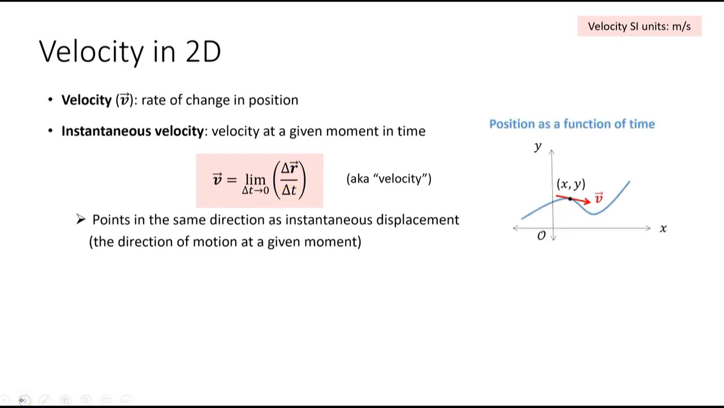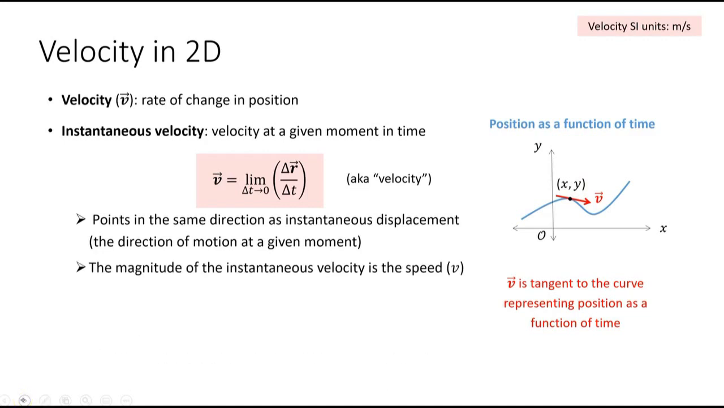So graphically, what does that mean? If we were to think about the displacement at a given moment in time, that would be in the direction that's tangent to the curve at that particular moment in time. And so then we could say that the instantaneous velocity at a particular moment in time, when your position is x and y, is just going to be in the same direction as the tangent to the curve at that location.